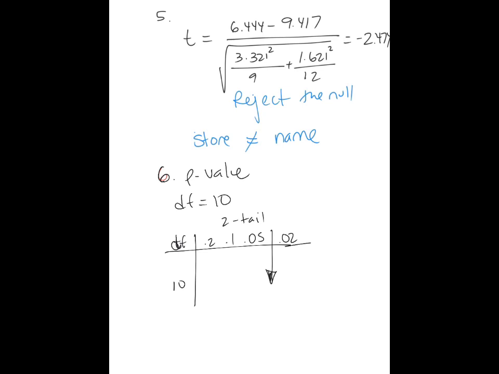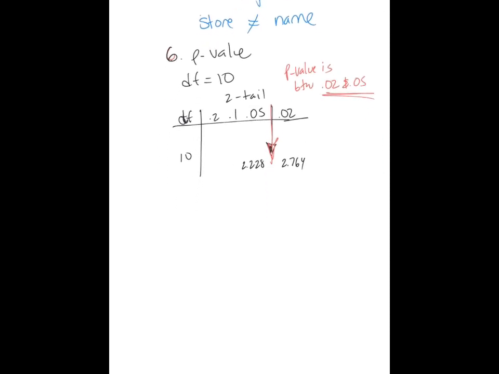So it's between the values of 2.228, which is this one, and 2.764. What we would say is that the p-value is between 0.02 and 0.05, which are clearly smaller than our alpha of 10%. So once again, we reject the null, and we can conclude that name brand paper towels and store brand paper towels absorption rates are not the same.